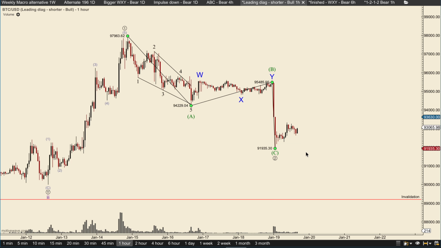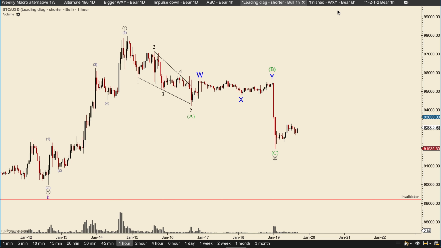So if this is done, then we need to have an impulse up. And the move up right now does not count very well as an impulse. It counts better as a 1, 2, 1, 2 as of right now. So the probabilities are higher that we're not really finished here if we don't get a clear 3-wave up with a lot of volume like that.